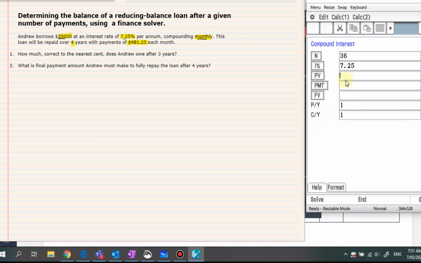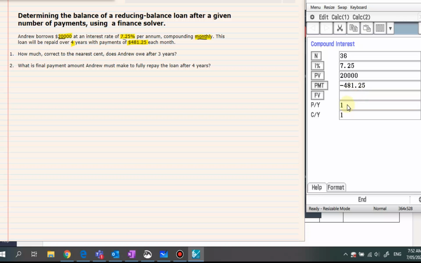Present value of the loan, he was given $20,000. His payments are $481.25 each. And you'll notice that I put a negative in there, $481.25, because he's paying the bank money, so the money's moving away from him. Up here, the present value of the loan, he was given the $20,000. We want to solve it for the future value, so it won't be anything.